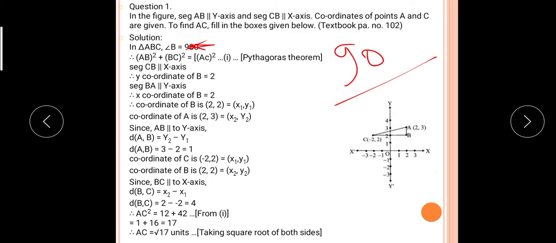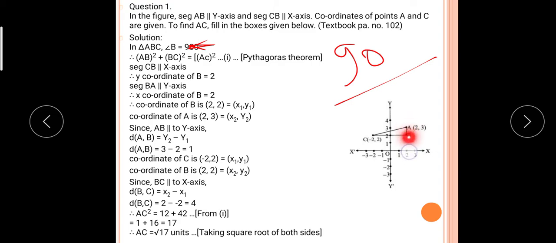Now, segment CB is parallel to the x-axis. Therefore, the y-coordinate of B is 2. And segment AB is parallel to the y-axis. Therefore, the x-coordinate of B is 2. Therefore, B has coordinate (2, 2). The coordinate of A is (2, 3), which is already given. So, what is the distance AB?